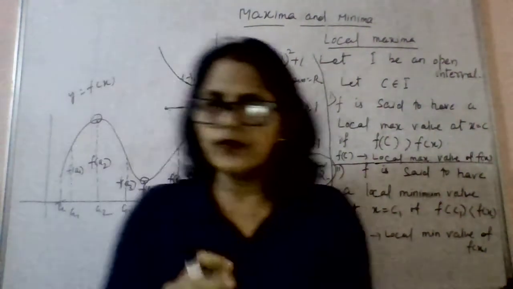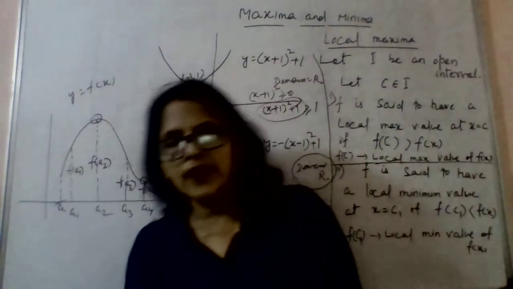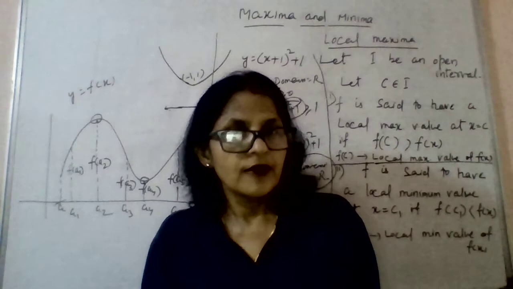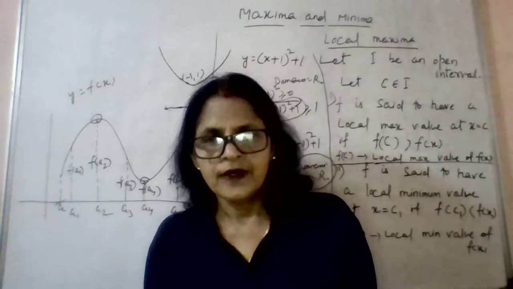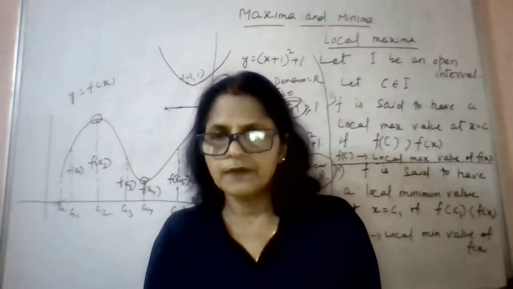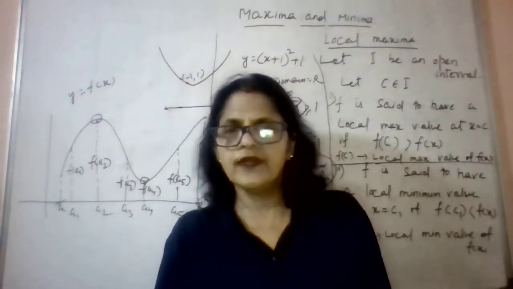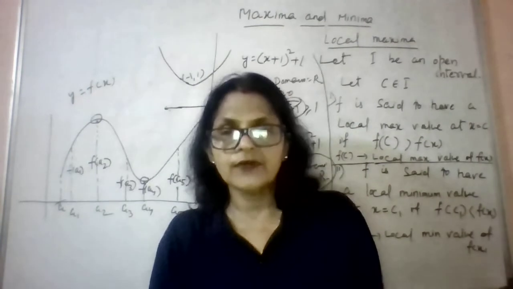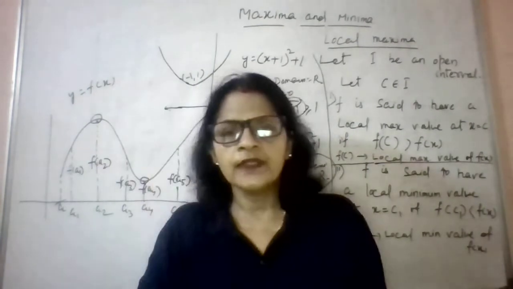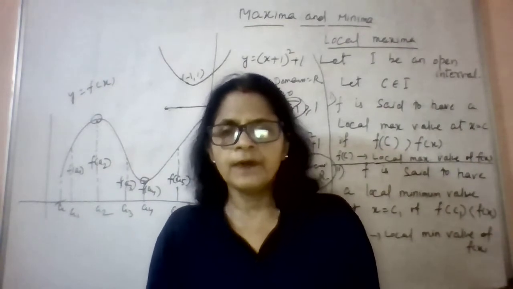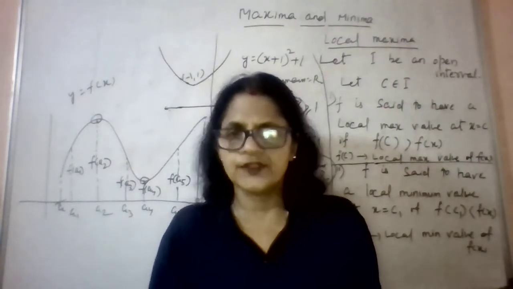Now here I am using two new terms: local maximum and local minimum. Why are we calling it local, not global? Local maximum or local minimum means it pertains to that given interval only. Just like a particular locality, the people living in that area we call local people, people living in that region.